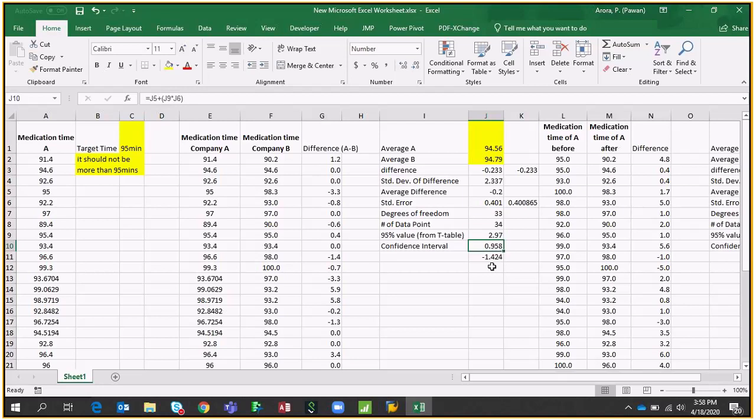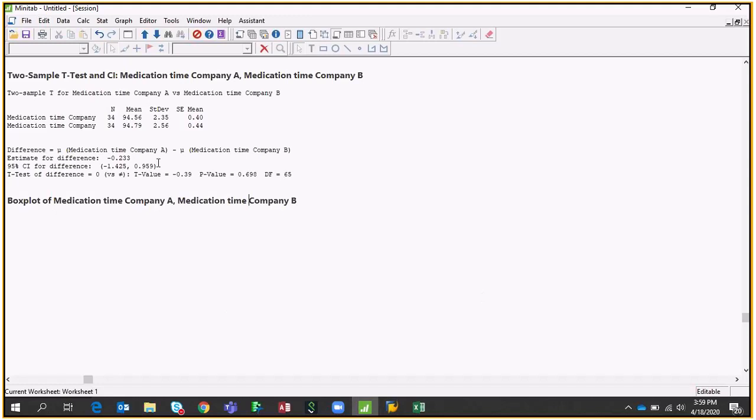So the formula you can see here is nothing but the average plus your 95% value of the T table, or T value I would say, multiplied by the standard error. This is the plus part, and in the same way there is a formula for minus, which is nothing but your average minus the 95% value from the T table multiplied by the standard error. So this is your plus and minus value. Both the values you can see in Minitab as well. You can see this is the value of the confidence interval.